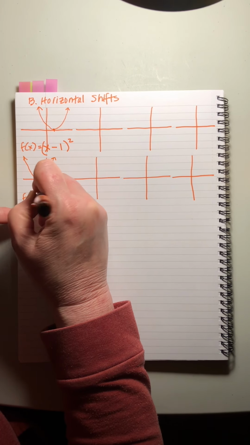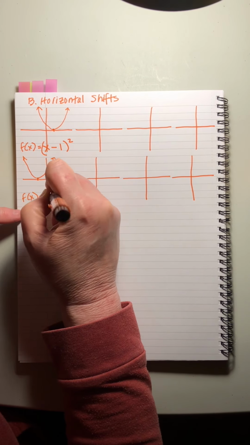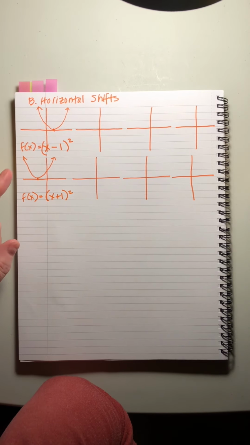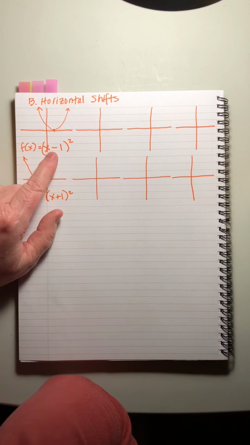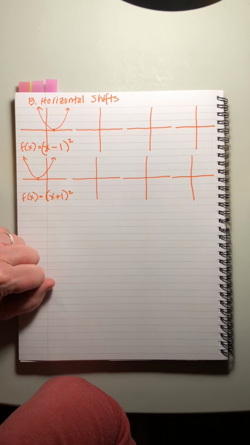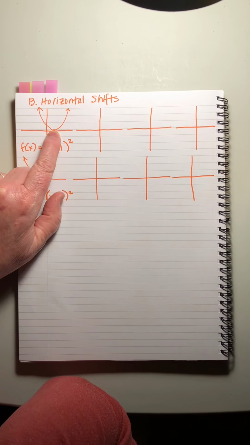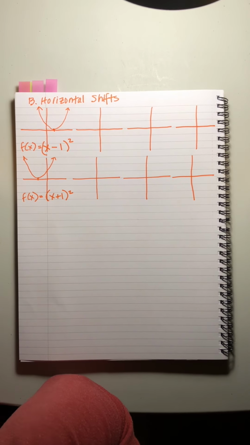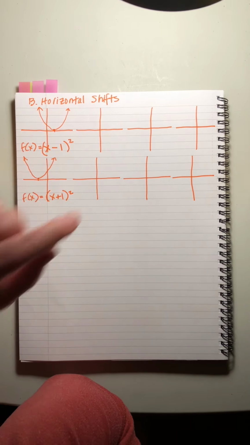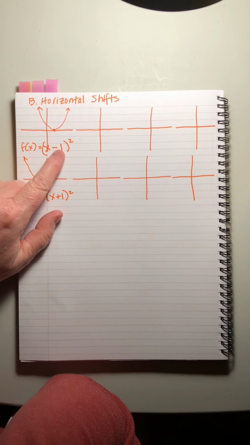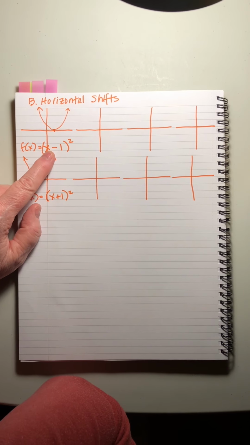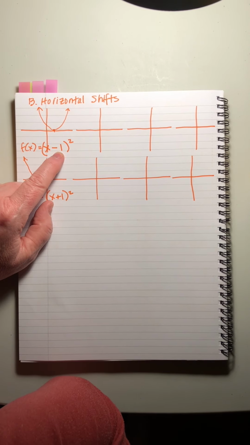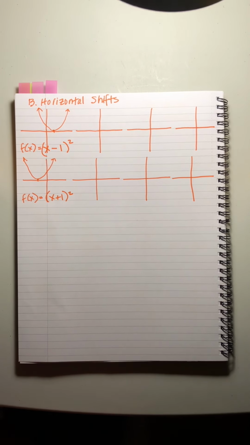F of x equals x plus 1 quantity squared. So, with horizontal shifts, the sign seems backwards, doesn't it? Doesn't it seem like this should be the positive one and this one should be the negative one? That would make sense, but that's not how it works. So horizontal shifts are a little counterintuitive. You squish the number right up next to the x, and you do the opposite sign of what one would expect.